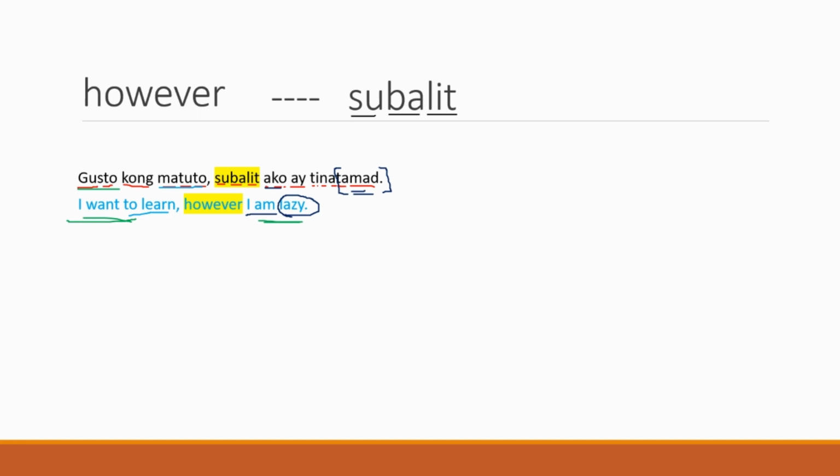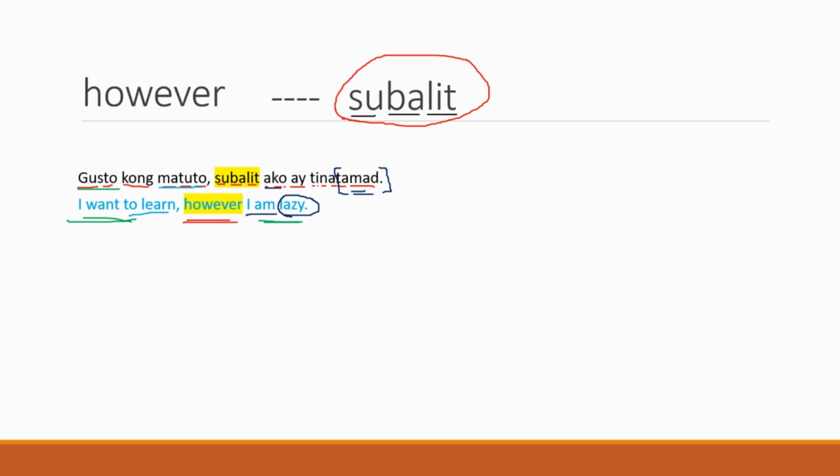So we all know that if we will use however, there are some hindrances of doing that thing. And we use this word in this way. And that's the same with Filipino. However, we use the equivalent subalit.